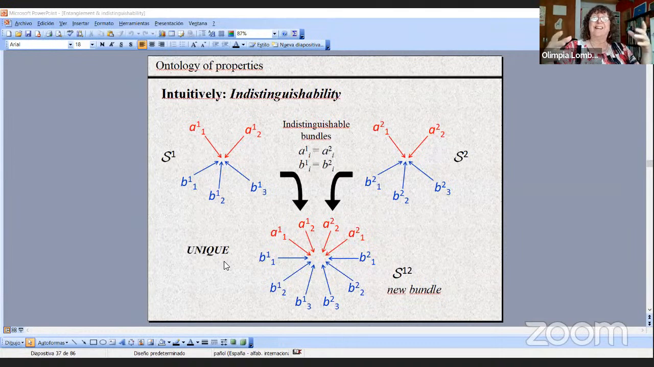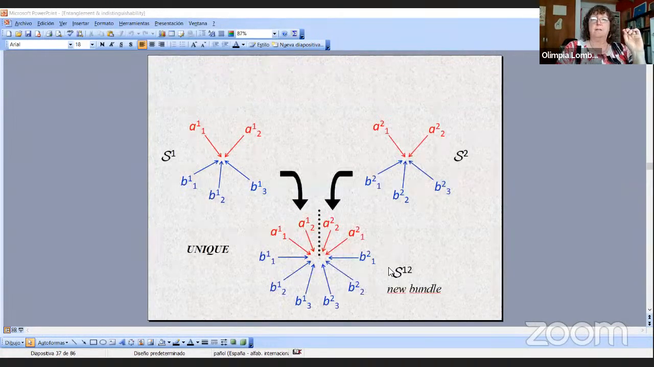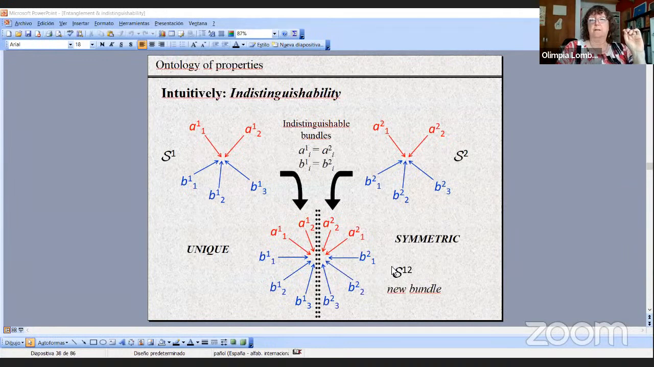entity where the identity or the individuality of the original bundles gets lost. I mean, they don't get lost because they were not individuals from the very beginning. They are completely and absolutely bundles. So the peculiarity of the case when the bundles are indistinguishable is that this new bundle now is symmetric, just by construction.